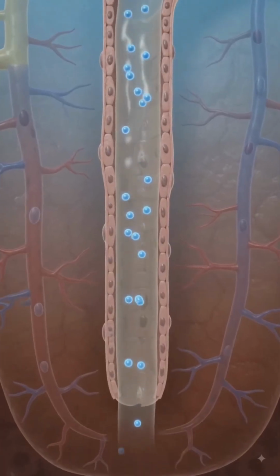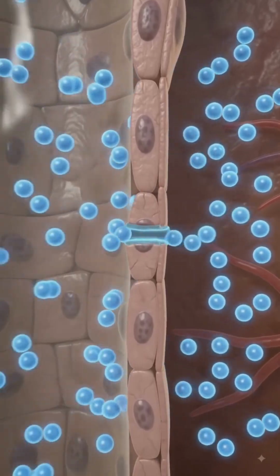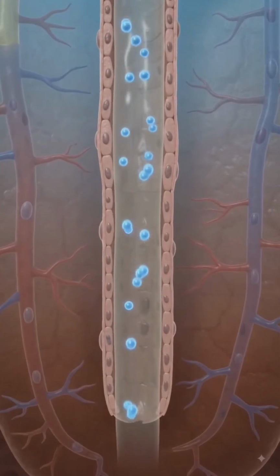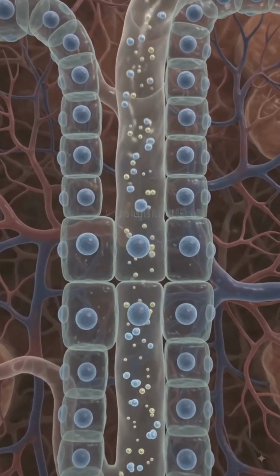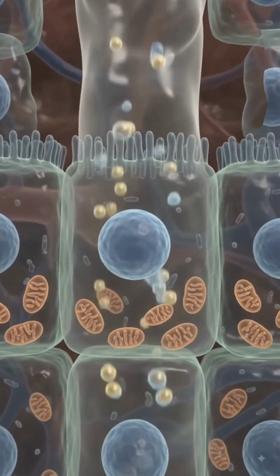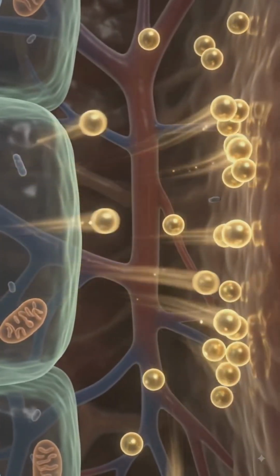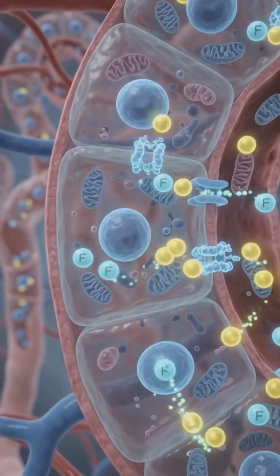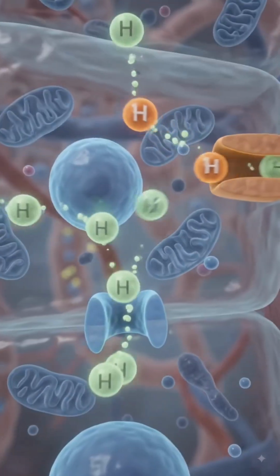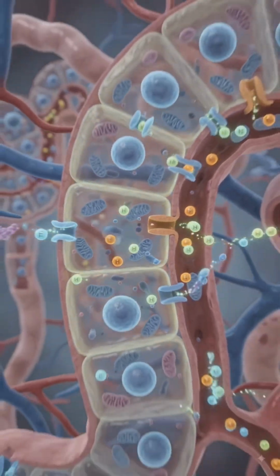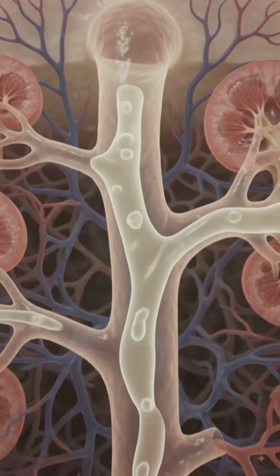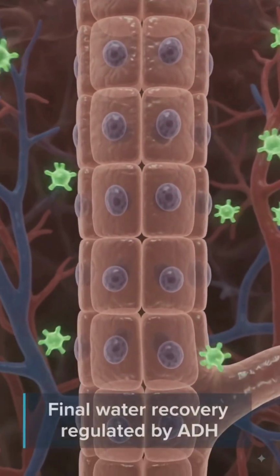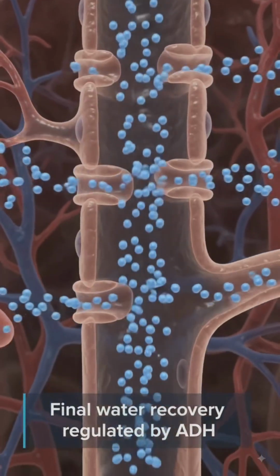The thin descending limb is highly permeable to water. Lined by simple squamous epithelium, water is reabsorbed by a strong osmotic gradient. Within the renal cortex, the distal convoluted tubule fine-tunes our electrolytes and acid-base balance. The collecting duct travels from the cortex to the medulla. Its lining changes from cuboidal to columnar cells. Here, ADH regulates the final water recovery.